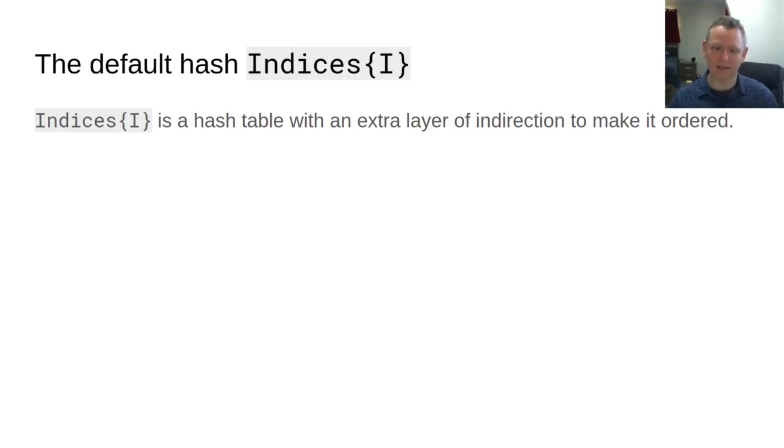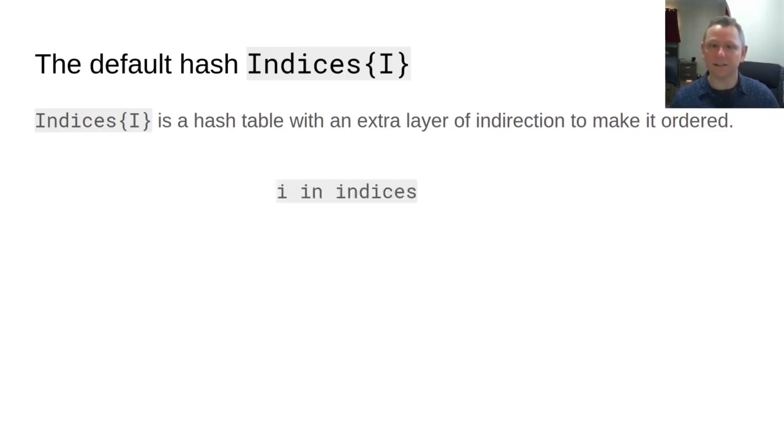Okay, so that's at the abstract level. Let's look at how it's implemented at the concrete level. So the default hash indices, it's quite similar to the default dictionary set in Julia. It's a hash table, but it has an extra layer of indirection to make it ordered, just like in OrderedCollections.jl.